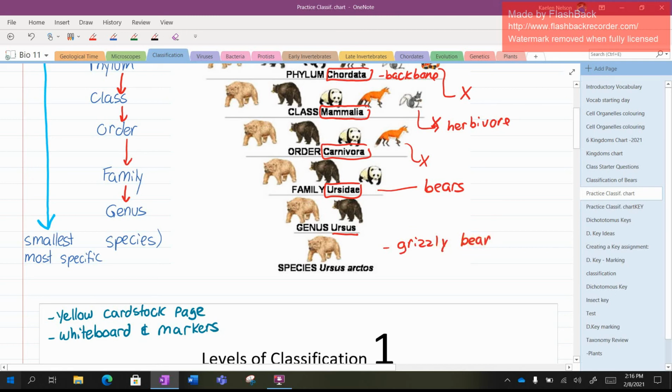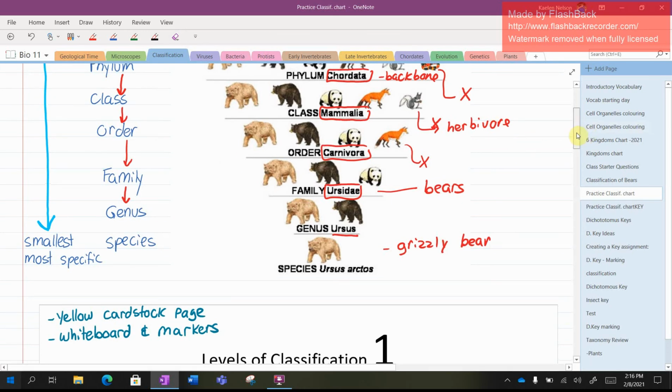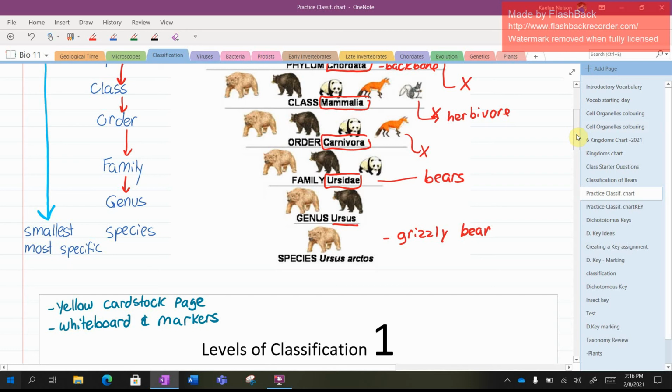Species is the most specific level and should eliminate everything down to one animal that can be an interbreeding species with each other. If it breeds with a different species, they are considered different species if the offspring cannot produce their own viable offspring.